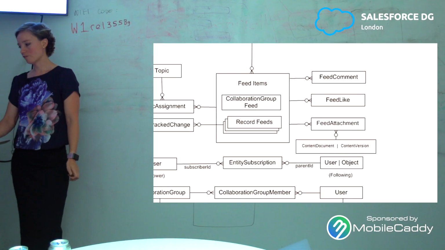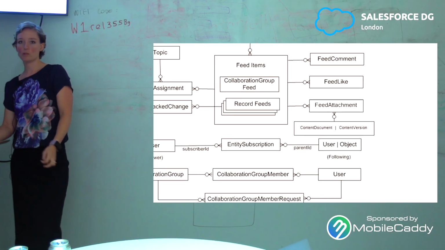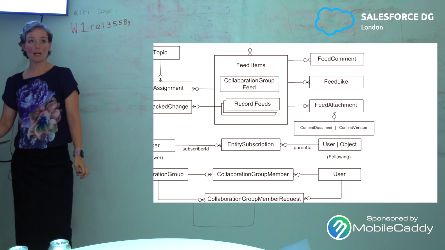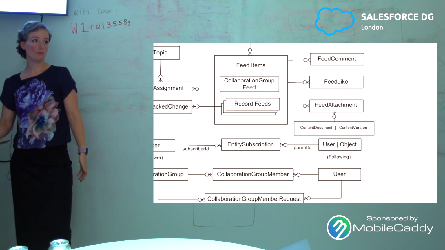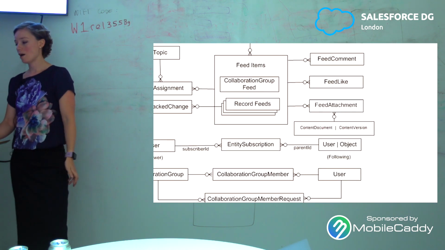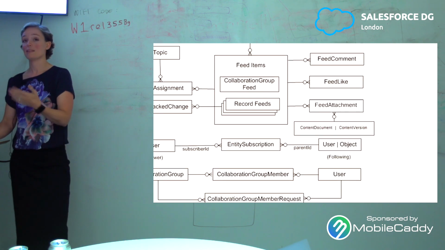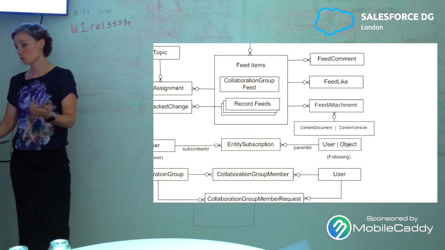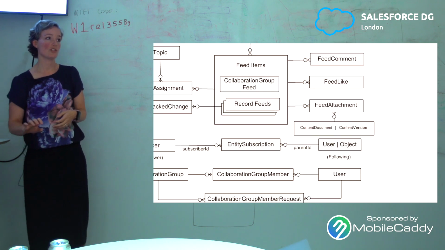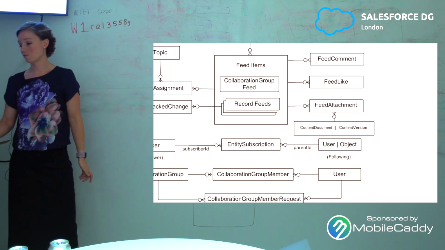And then we've got the feed attachments. So this would be a content post. If you add a file to your Chatter post, then it will create that link to the file, which is the content documents and the content version. So it creates data in the feed attachment.